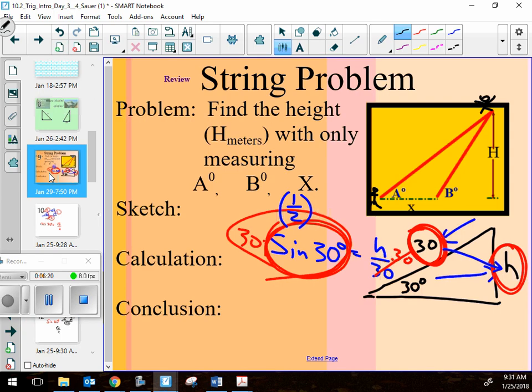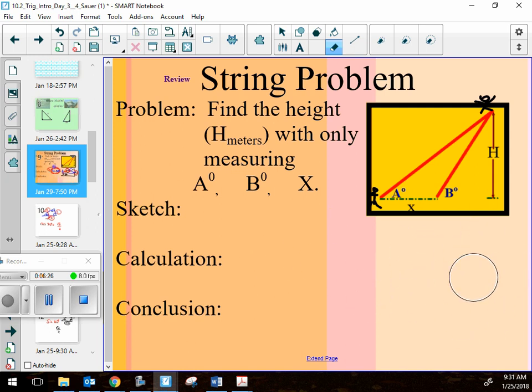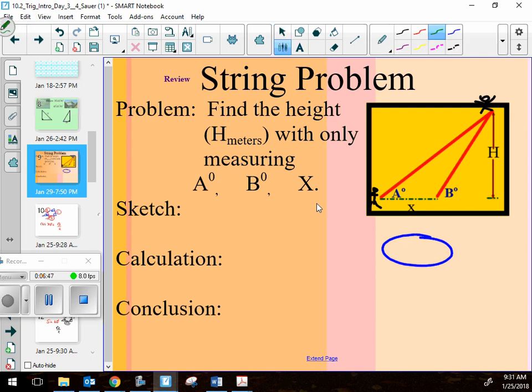Now, the string problem. What's different about the string problem is this. You aren't given one side and one angle, because you only have part of one side, and that's this right here. And so here's your scenario. Spider-Man's standing here, and he knows that he's at a 30 degree angle right here. And he takes 10 paces forward, let's say 10 feet forward.